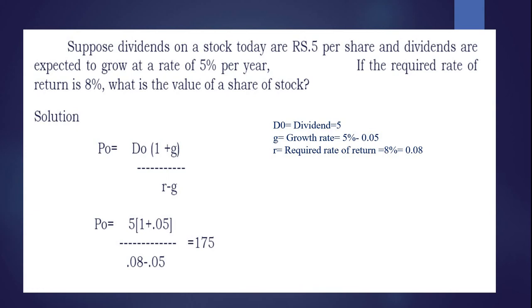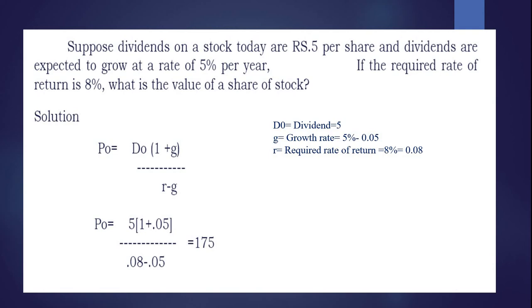In case of a growth rate, we use the following formula to calculate the value of the stock. The formula is P0 = D0 (1 + g) / (r - g). Okay, so we'll see one by one what D0, g, and r are.